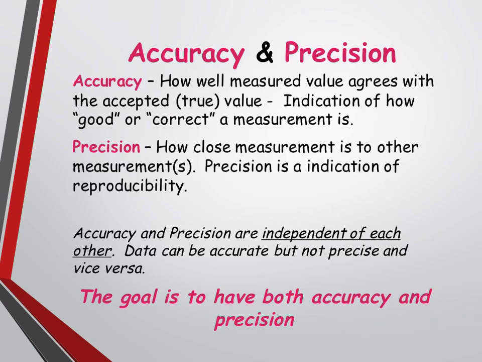So remember, accuracy will tell you how well a measured value agrees with the accepted or true value. Indication of how good or correct a measurement is. Precision, on the other hand, is how close a measurement is to other measurements. In other words, it gives you an indication of how repeatable your process is. Accuracy and precision are independent of each other. In other words, you can be accurate and not precise, and precise and not accurate. So our goal is to have both accuracy and precision in all the measurements that we make.